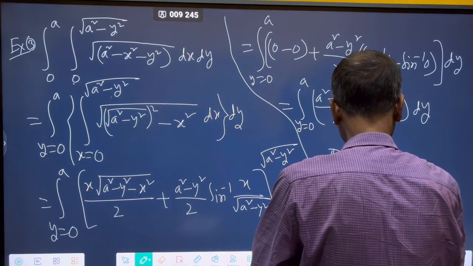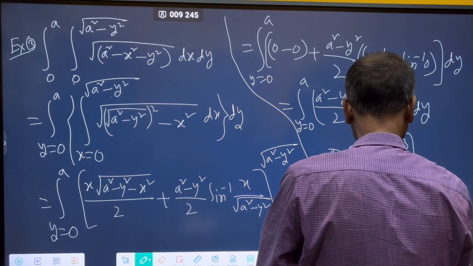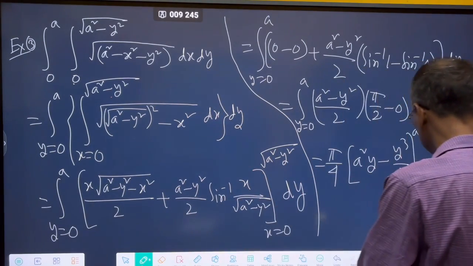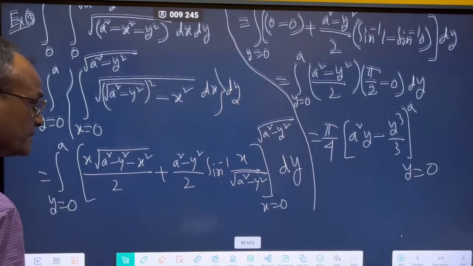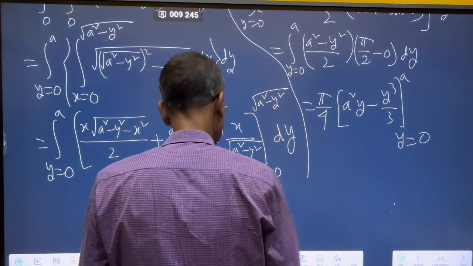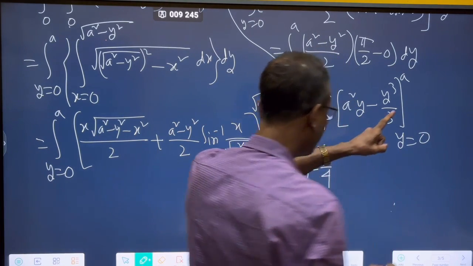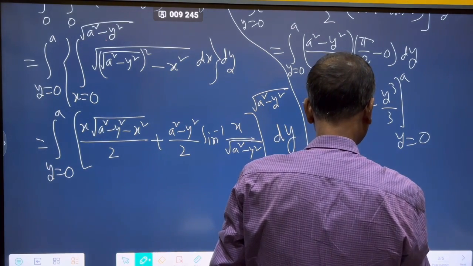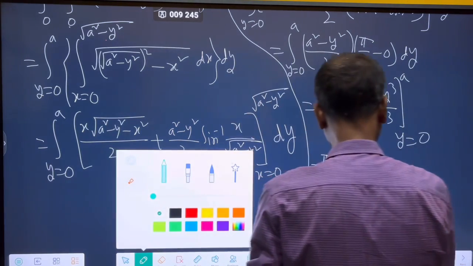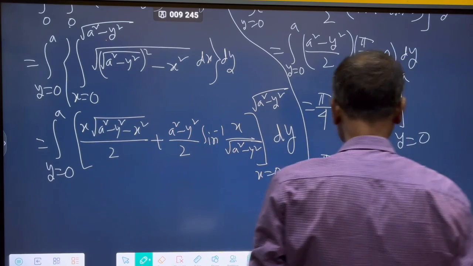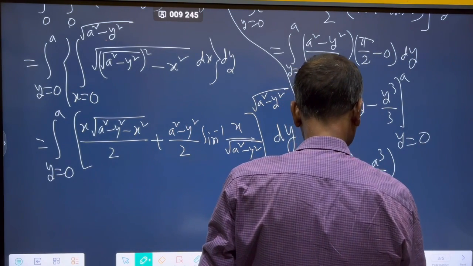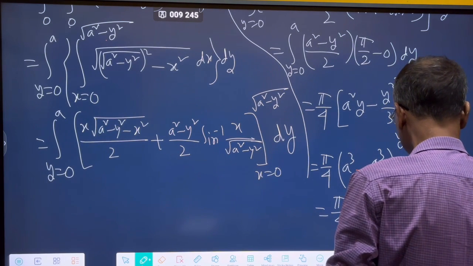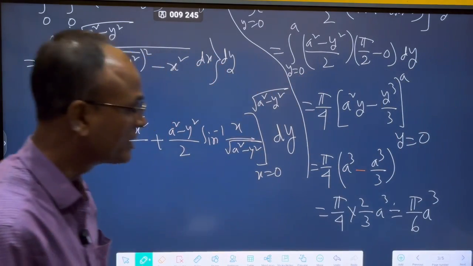It will be a square y minus y cube by 3, with y from 0 to a. Now, you see here, this is equal to pi by 4. If you put y equal to 0, it will be 0. If you put y equal to a, you will get a cube minus a cube by 3. This is equal to pi by 4 into 2 by 3 a cube, which is pi by 6 a cube. You will get pi by 6 a cube.